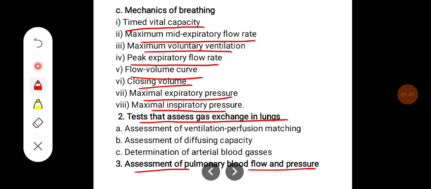And tests that assess gas exchange in the lungs are assessment of ventilation perfusion matching, assessment of diffusing capacity, and determination of arterial blood gases. So then we can assess the pulmonary blood flow and pressure.